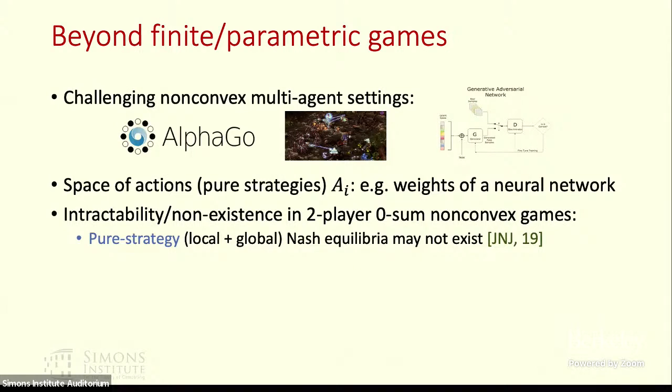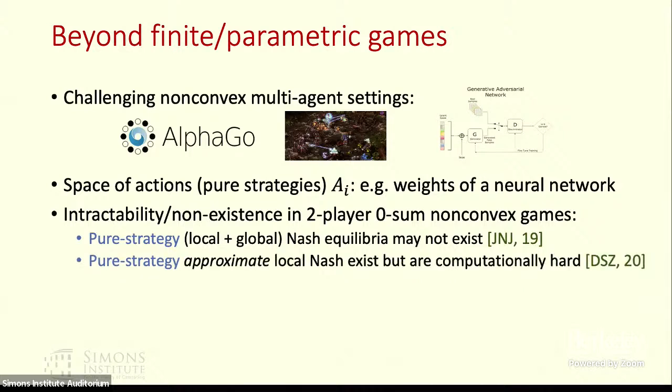Unfortunately, there's many intractability or non-existence results. So one type of equilibrium known as pure strategy local Nash equilibria may not exist even in two-player zero-sum non-convex games. There's a generalization of such a local Nash equilibrium known as local approximate pure strategy Nash equilibrium. Those do exist because they can be phrased as the fixed point of a continuous operator in a compact space. But unfortunately, they're PPAD-hard to compute. This is shown by Daskalakis, Skoulakis, and Zampetakis.